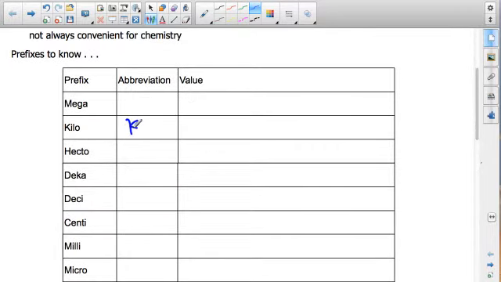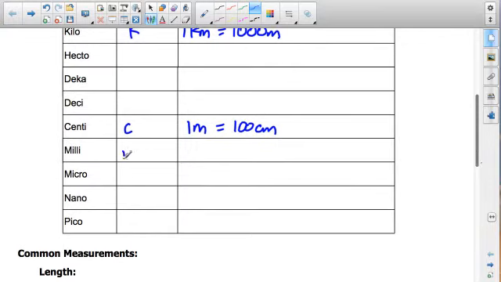Kilo, so you need to remember that 1 kilometer or 1 kilogram or 1 kiloliter would be 1,000 meters. Centi, 1 meter or 1 gram or 1 liter would be 100 centimeters. Milli, 1 meter would be 1,000 millimeters.